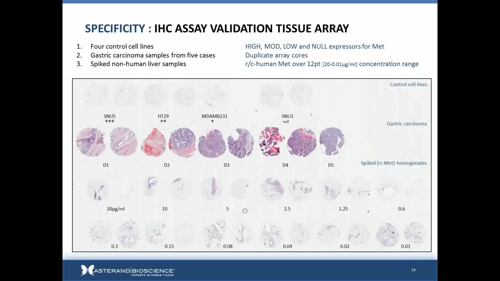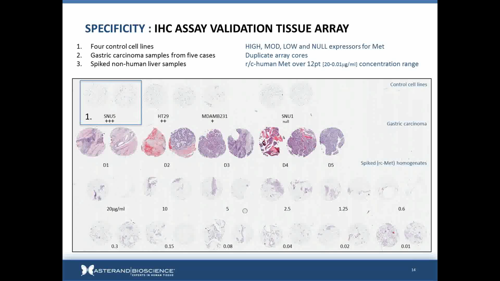Here's a scan of an H&E stained section from the validation array, and it shows quite nicely its organization. There are 4 rows of samples, cell cores, tissue cores, and 2 rows of spiked homogenate cores.